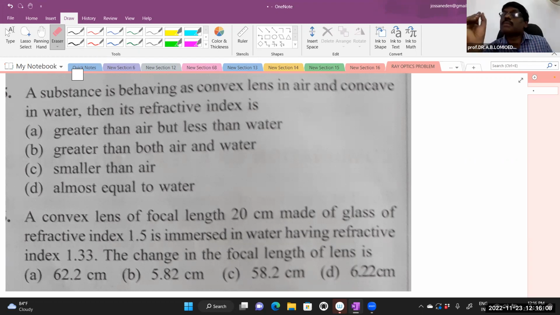When you compare the substance with respect to the air, the air is the rarer medium and the substance is a denser medium. Understand? Next, when you immerse that substance into the water, again that substance is a rarer medium, water is the denser medium. Understand, students?